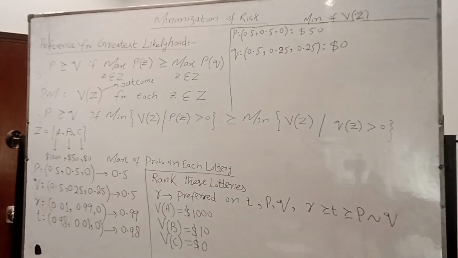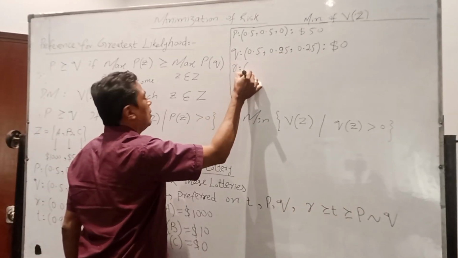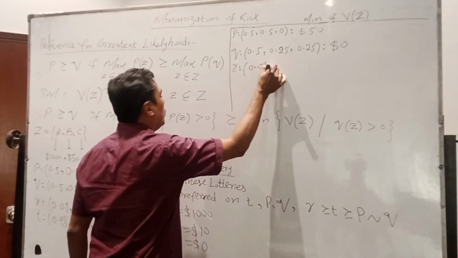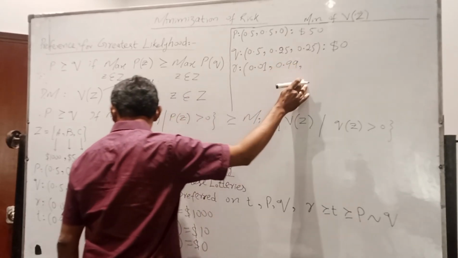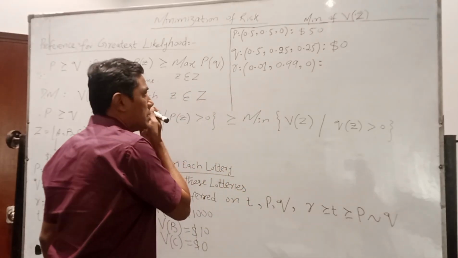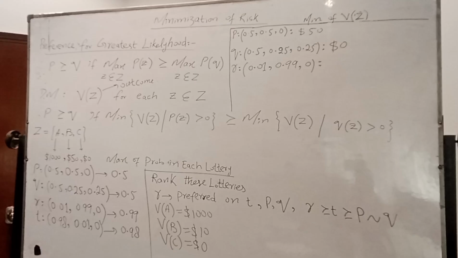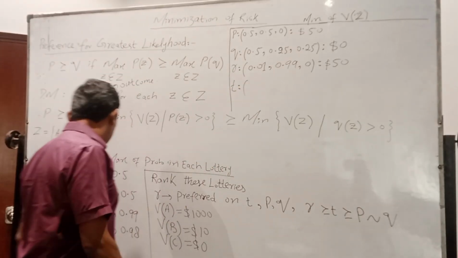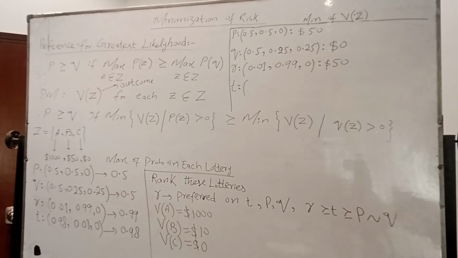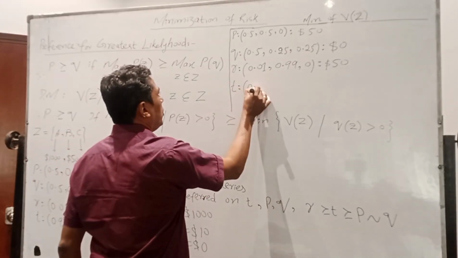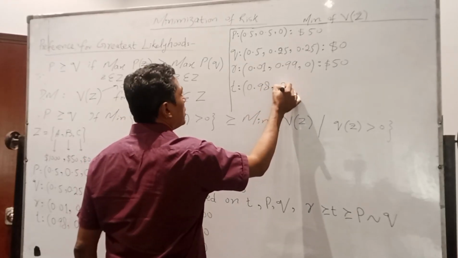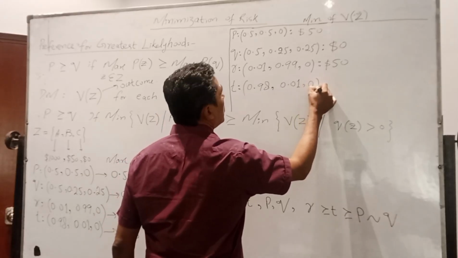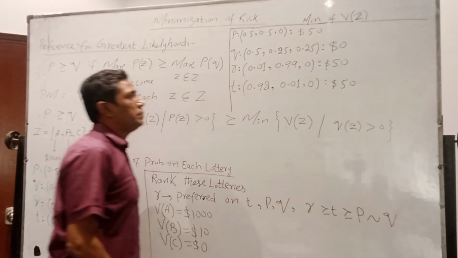Clear? And in case of the lottery R, the probabilities are 0.01, 0.09 and 0. So the outcome is again $50. Am I right? $50. And similarly T. The third one is not considered, and the outcome is $50 again. So 0.98 and similarly 0.01 and again it's 0. So $50, right? Yeah.